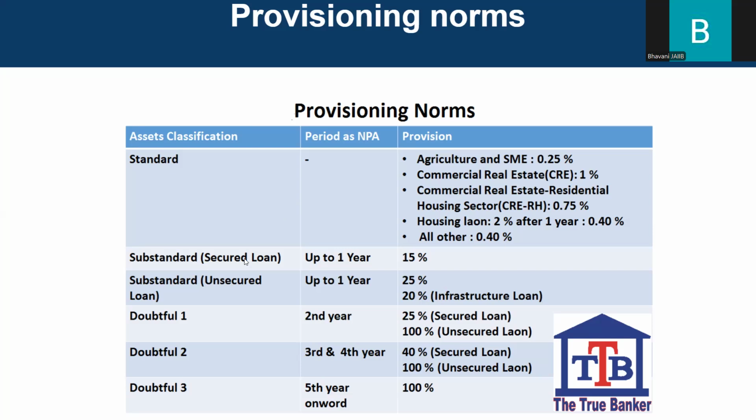Next, for the substandard secured loan up to 1 year, it will be 15%. Substandard unsecured loan, it will be up to 1 year, 25%, and 20% for infrastructure loan. Doubtful one, second year will be 25% secured and 100% unsecured, and so on. See, there are questions and calculations on these provisioning norms in CAIIB. But for JAIIB, if we can just learn these figures by heart, it is more than enough. Just need to know the percentages. So this is about the provisioning norms.